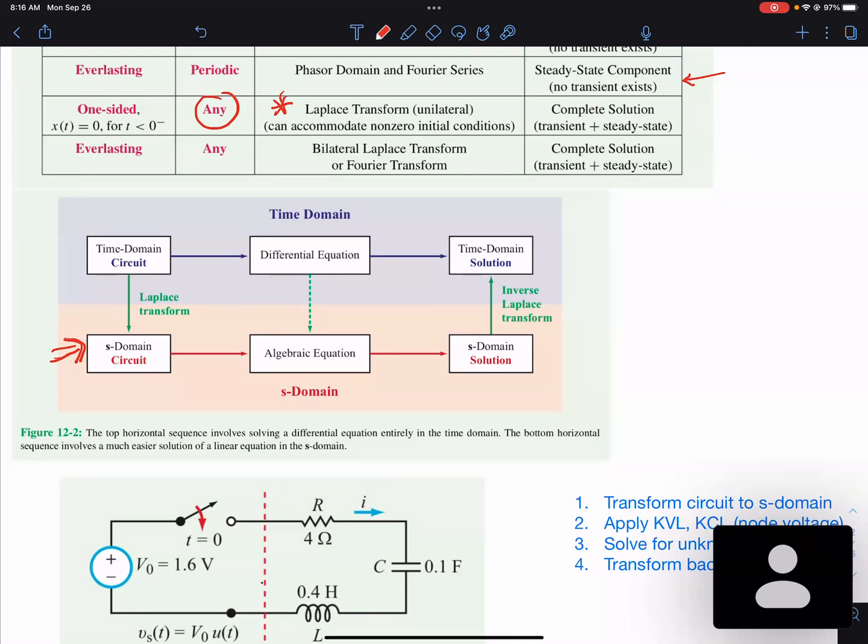But once we change those into the S domain, it's so much easier because we can just add and subtract, or multiply and divide. That makes it very useful. Then we get a solution for a variable in the S domain, and then we translate it back into the time domain. So this is going to be our method.